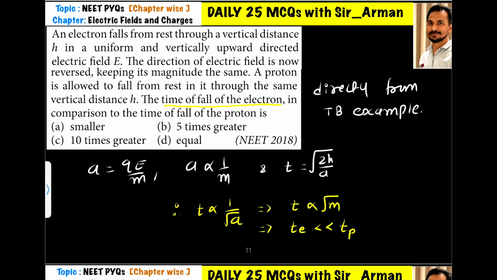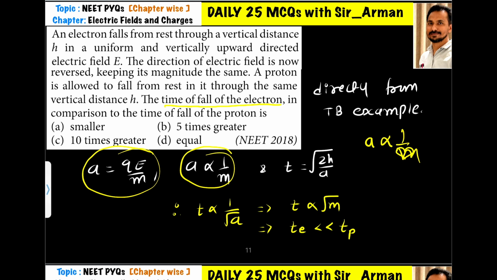Okay, so now we know that in the presence of an electric field, the acceleration produced in an electron or a charged particle is given by qE by m. That is, the acceleration is proportional to 1 upon m. It means the larger mass will accelerate less, and the lighter mass will accelerate more. That is, the electron will move very fast, whereas the proton will move slowly in the same electric field, because the proton is heavier. So acceleration is proportional to 1 upon m.